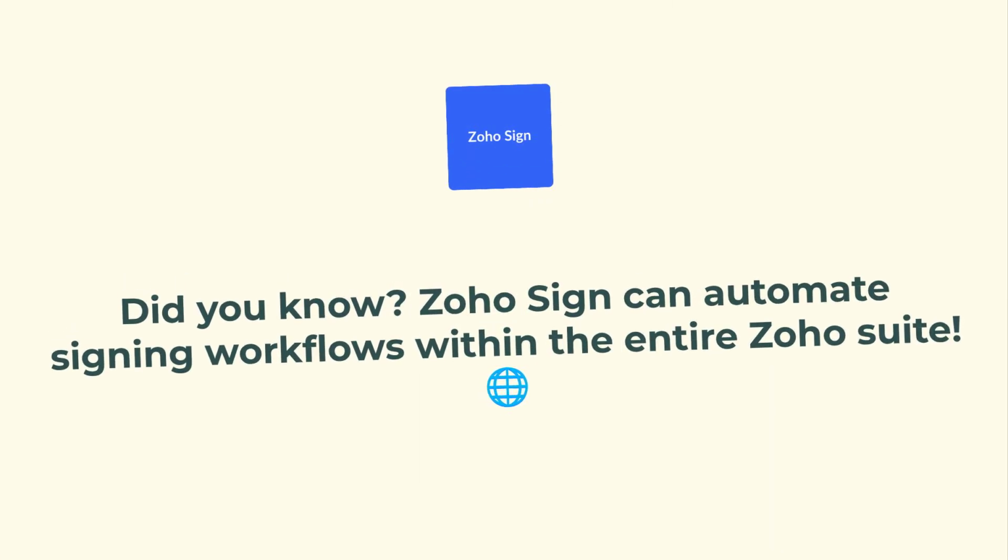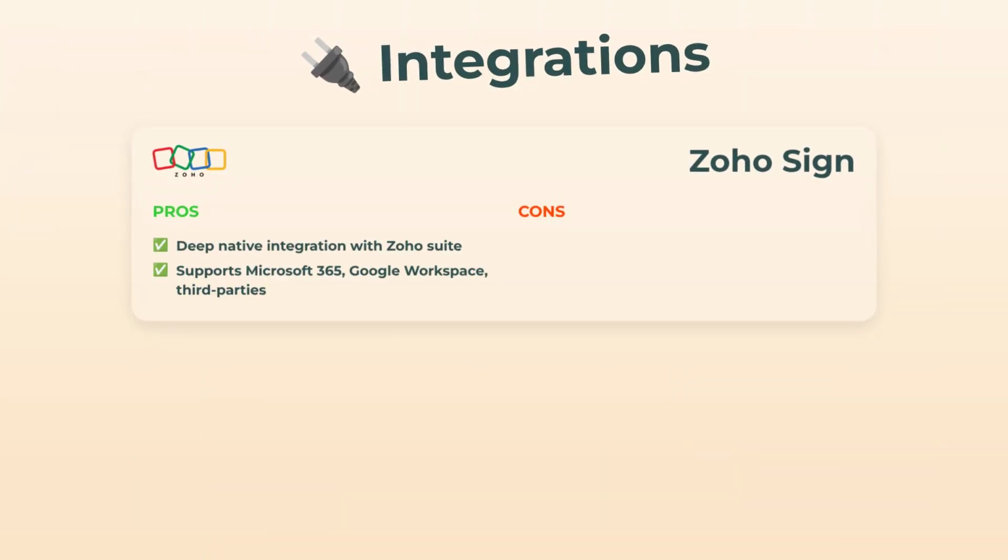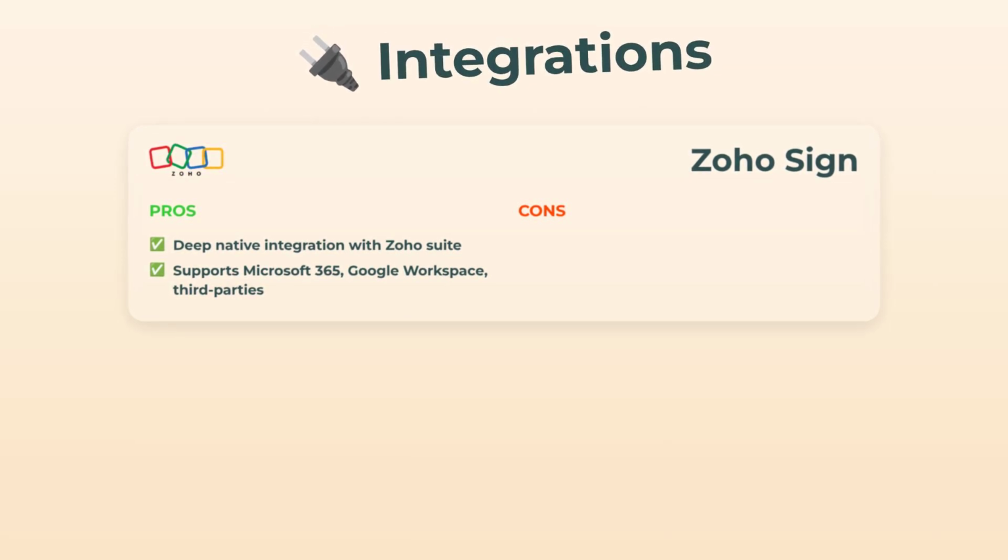Oh, and here's something cool you might not know: Zoho Sign can actually automate signing workflows across the entire Zoho suite. So if you're running your whole operation with Zoho, that's a big deal. On the integrations front, it's honestly a tale of ecosystems. Zoho Sign is like the glue that binds the whole Zoho suite. If you live in Zoho world, you're set.